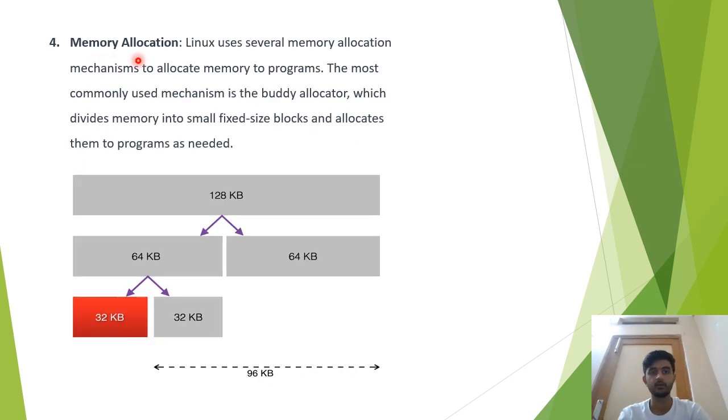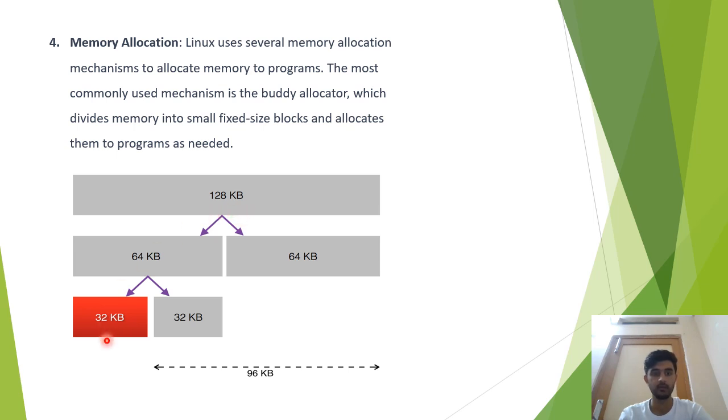Next, how is memory allocated on Linux? The most commonly used mechanism is the buddy allocation system, in which the total memory is divided into equal partitions of fixed size blocks until the size of the block is just greater than the asked allocation size. Suppose we want to allocate a memory of 22 KB, and our total memory is 128 KB.